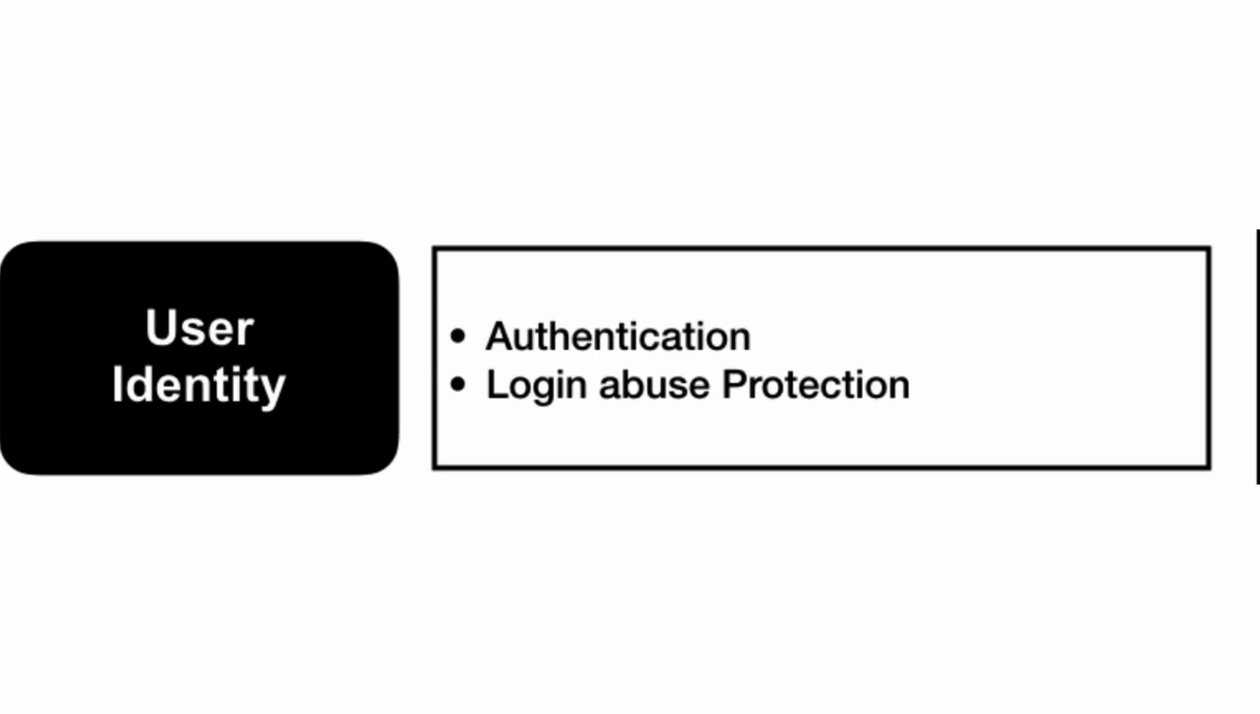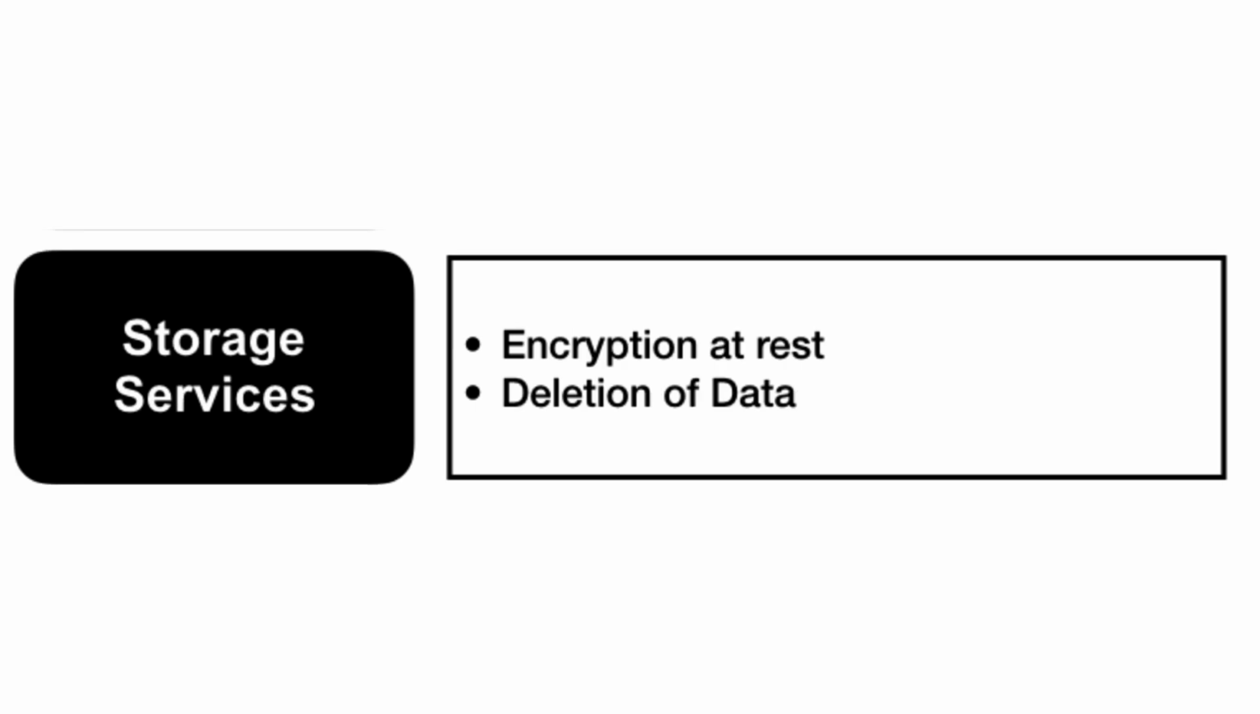The user identity layer introduces Google's advanced identity service, which goes beyond traditional username and password requests. It intelligently adapts based on risk factors, including device and location history, and supports secondary factors like universal second factor, U2F, for added security. The storage services layer emphasizes encryption at rest, applied to physical storage through centrally managed keys.